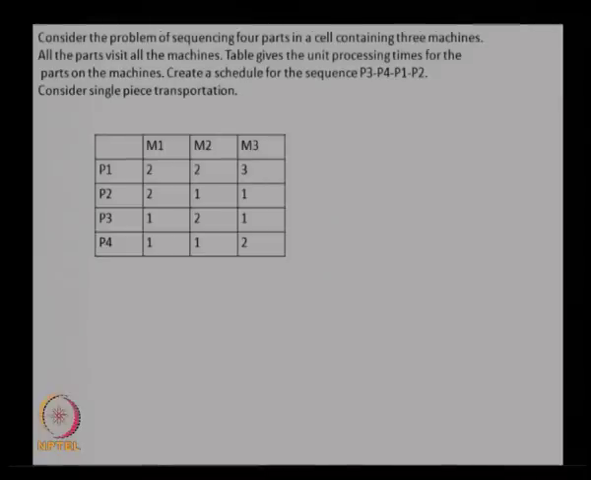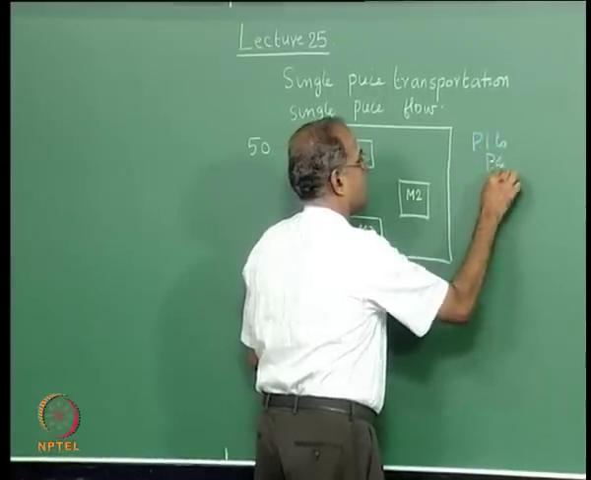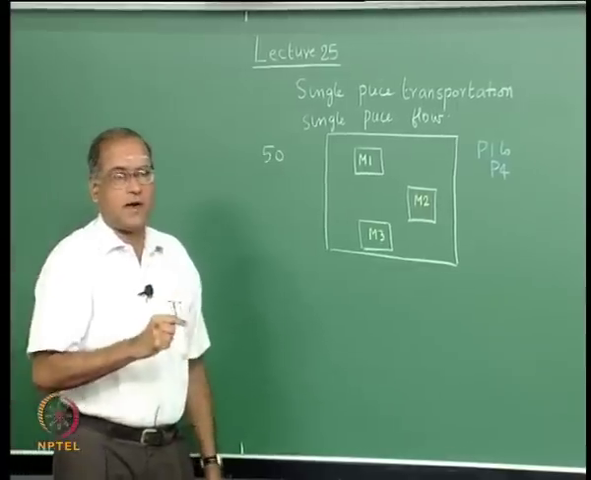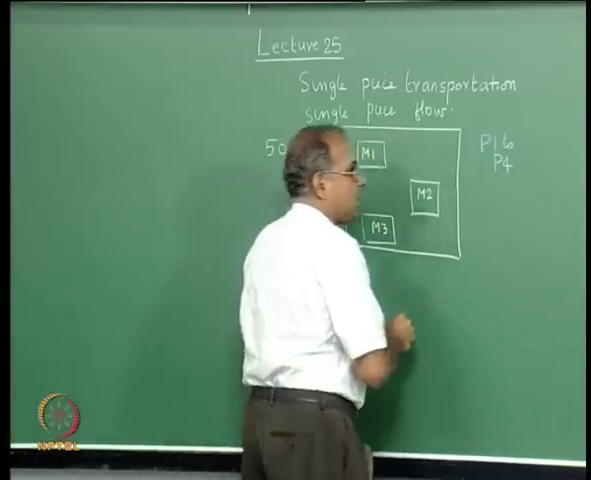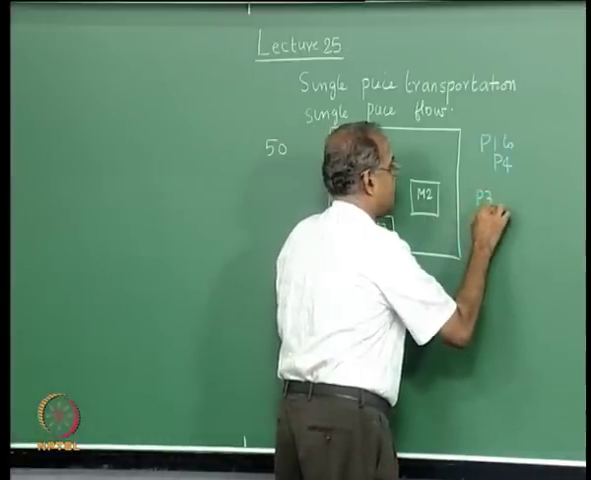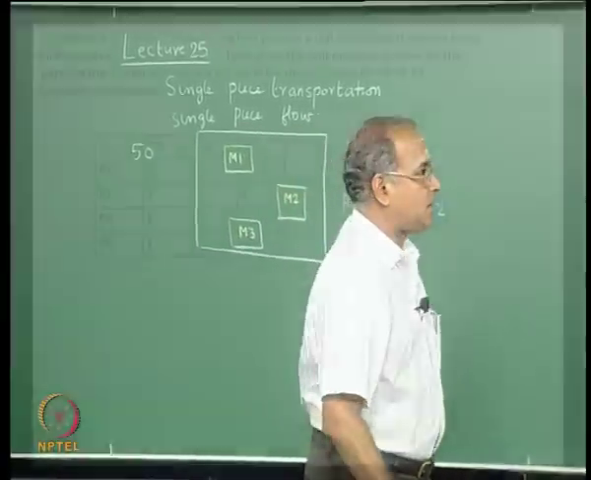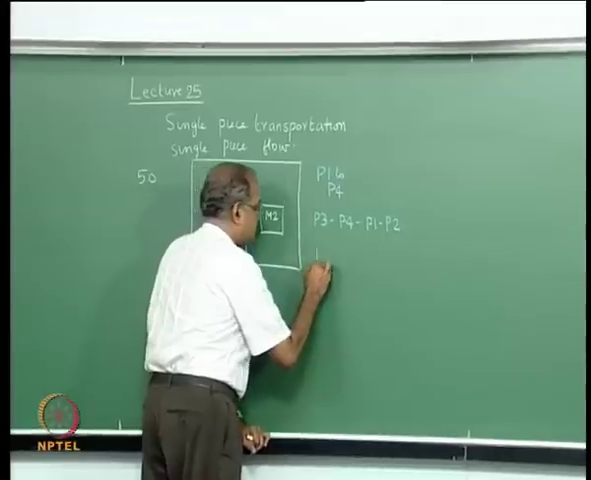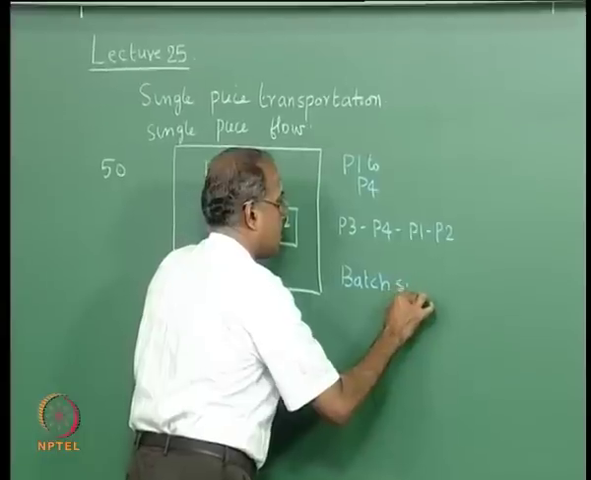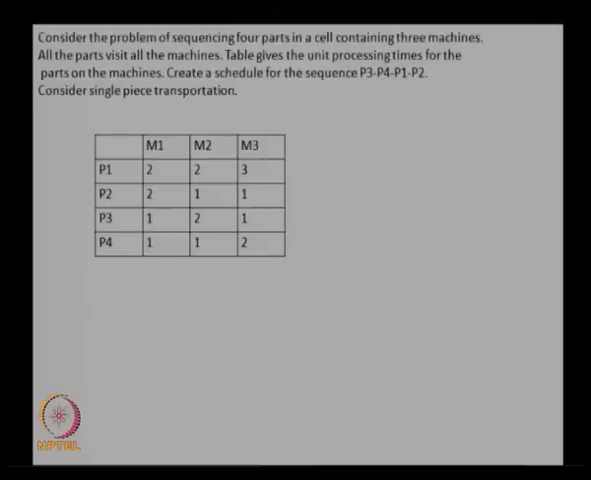This cell makes 4 products which we can call P1 to P4. All the 4 products visit all the 3 machines, and we are looking at a sequence P3, P4, P1 and P2. So, the sequence is P3, P4, P1 and P2. The unit processing times are given in the table. The setup times are 10, 15 and 20 for all the jobs, and the batch size is 10. So, we say batch size is 10 and the setup times are 10, 15 and 20.